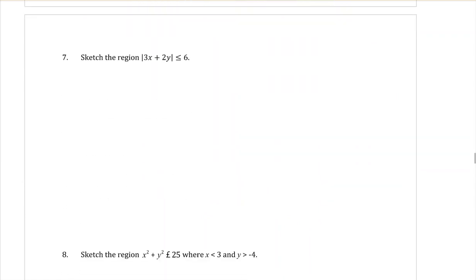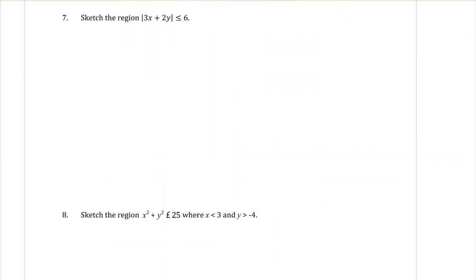Question 7. Sketch the region of the absolute value of 3x plus 2y is less than or equal to 6. We know, hopefully, that because of those absolute values, we actually have two equations that could come out of that. Ignoring the inequality sign part, I'm just doing the equals: 3x plus 2y could be equal to a positive 6, or 3x plus 2y could be equal to a negative 6. They are two separate lines.